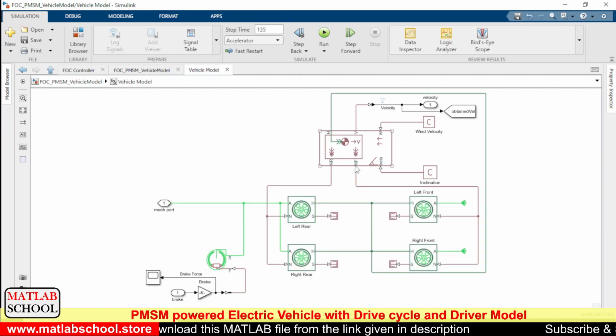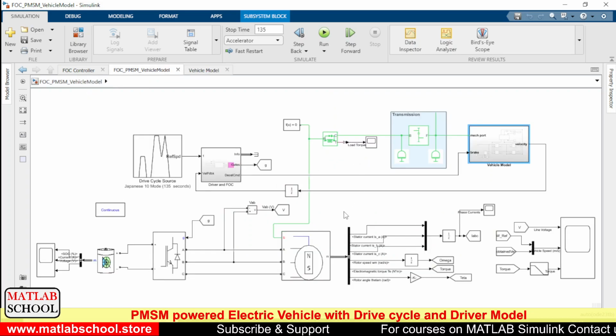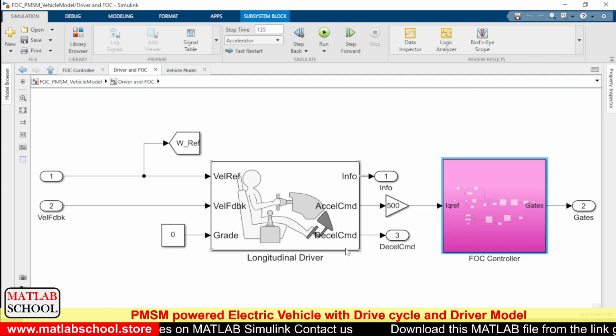So here we have the vehicle body and these are the wheels, and this is the brake. Let us discuss one by one. Here we are using FOC to control the PMSM motor. So here we have the FOC controller. But before that, let me explain what the driver model is.